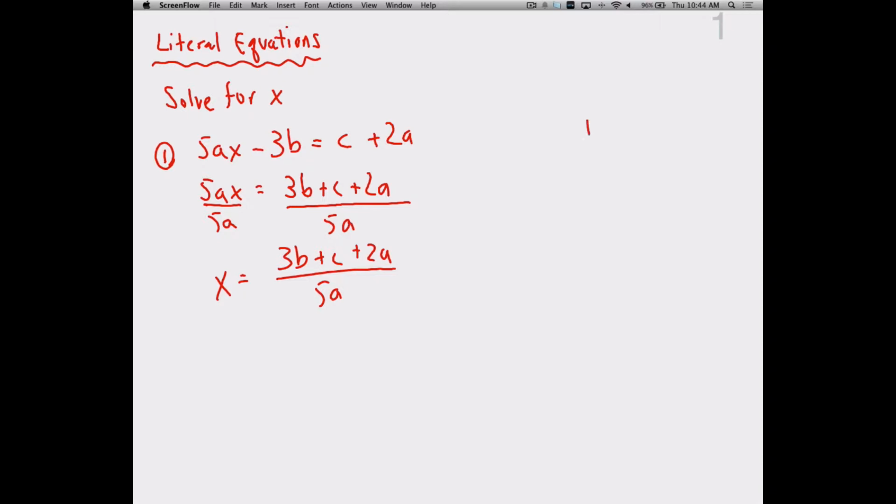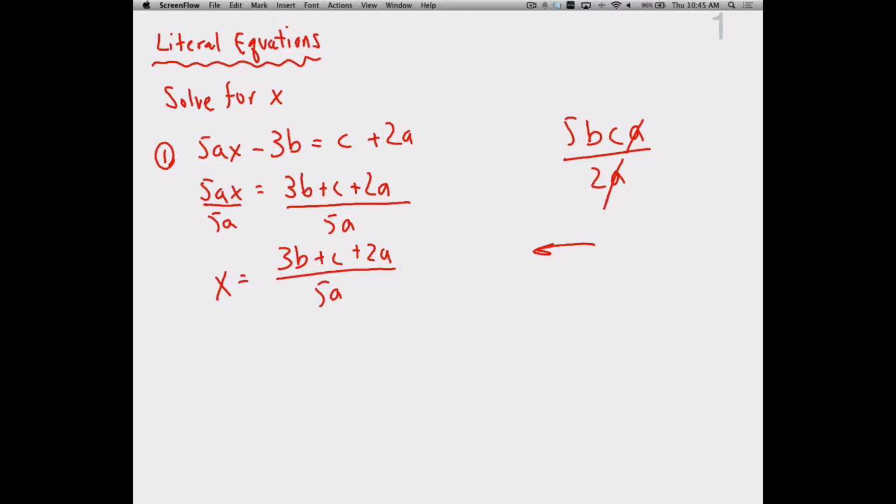So if I had 5BCA over 2A, could I cancel the A's there? Yes. Why can I cancel it here and not over there? Because you're adding all of those terms, whereas that's just multiplying. Yeah, the plus and the minus comes into play.